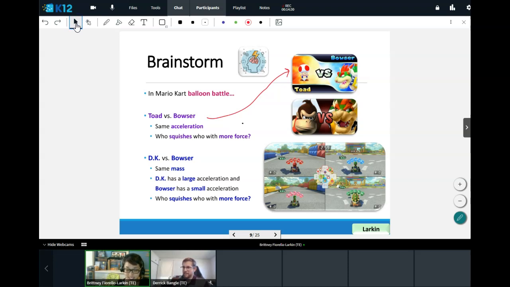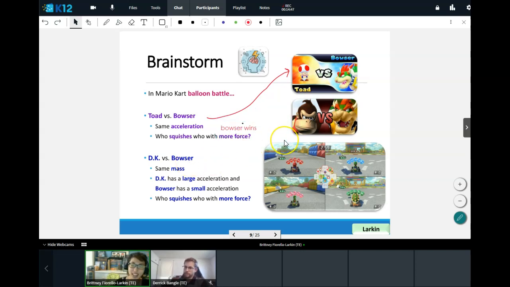Bowser gets squished? No. Bowser does the squishing, right? Smiley faces if that makes sense. Bowser would win this, right? So Bowser wins here for Toad versus Bowser because Bowser's a lot bigger, right?